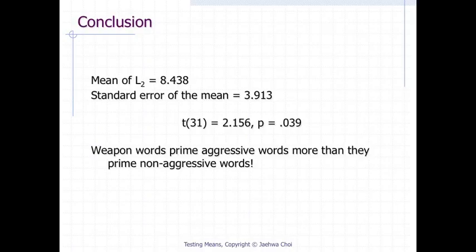The mean and standard error of the mean based on all 32 subjects are 8.438 and 3.913 respectively. Therefore, t equals 2.156 and p equals 0.039. Our p-value is below 0.05, so we can reject the null hypothesis. L2 is significantly greater than 0, so we can conclude that weapon words prime aggressive words more than they prime non-aggressive words.